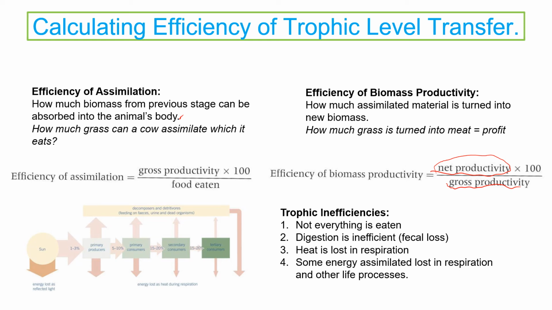And the inefficiencies in food chains basically always come down to the following reasons. Not everything is actually eaten. So animals leave scraps, they leave bones, they leave things they can't eat. A lot of energy doesn't actually get digested and goes straight through the intestines out as feces. Heat is lost as respiration, it keeps us alive, and some energy assimilated is lost in lots of different life processes, which aren't all described at the moment.